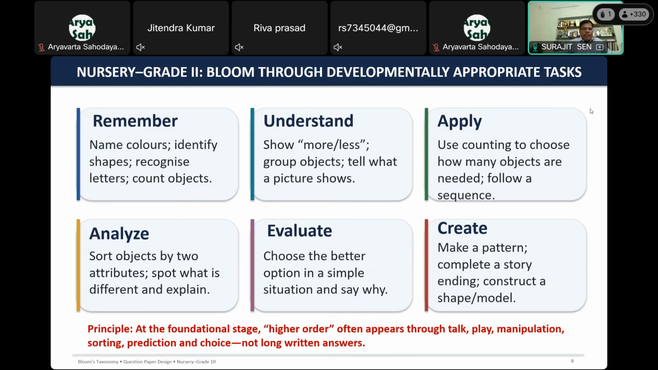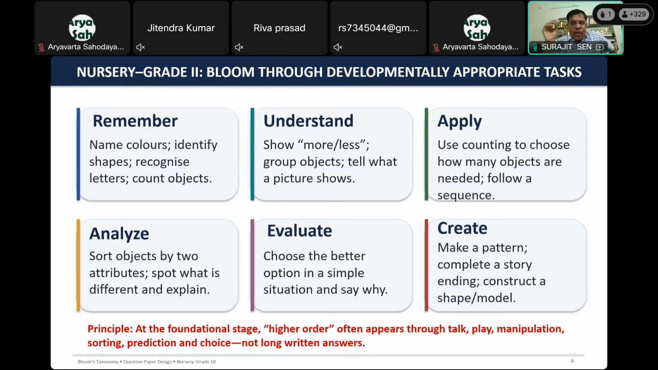Principle is that at the foundational stage, higher order often appears through talk, play, manipulation, sorting, prediction, and choice, not long written answers. We will ask orally. That's why a question will always be there where both the oral and the written part will be there. As we have seen previously, the written part will be less, more will be on discussions, because foundation stage study is like this now, according to the new education policy, according to the recommendations of the NCF, foundation stage, so on and so forth.